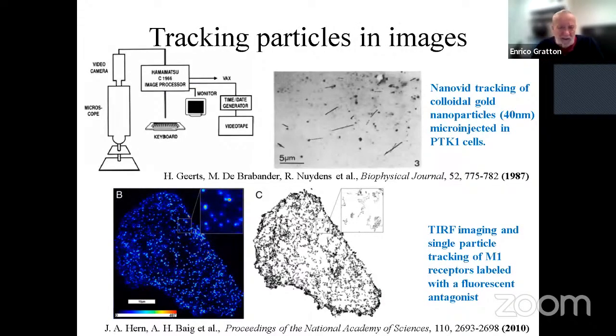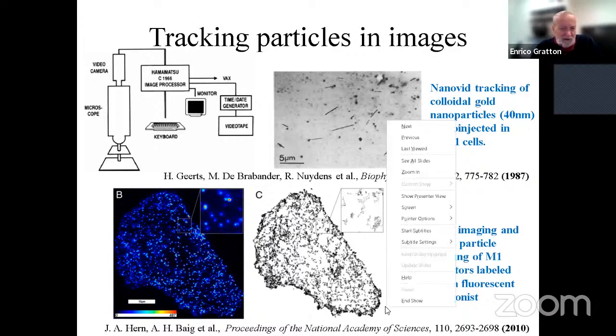Okay, orbital tracking has been available for quite a time, and probably one of the very first things was using a video camera. This is tracking of colloidal gold particles, 40 nanometers, in PTK1 cells. You can see the tracks here, very well defined. And there are many other papers. One paper describes essentially the observation of the particle and the tracking of the particle. You can go to the next slide.